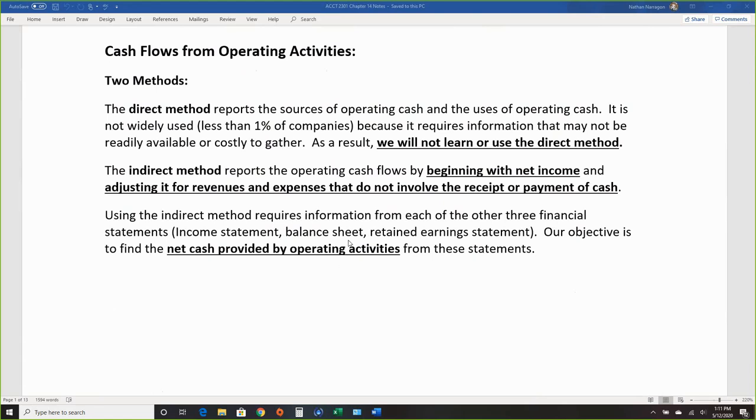There are actually two methods to do this. One is known as the direct method, which less than 1% of companies actually use. It is not very widely used. When the cash flow statement first came out, this was how it was done, and it really was just a pain. A lot of accountants retired, the older ones, and the younger ones had to do it. So it wasn't very great. It's also very costly, so most companies do not do it.